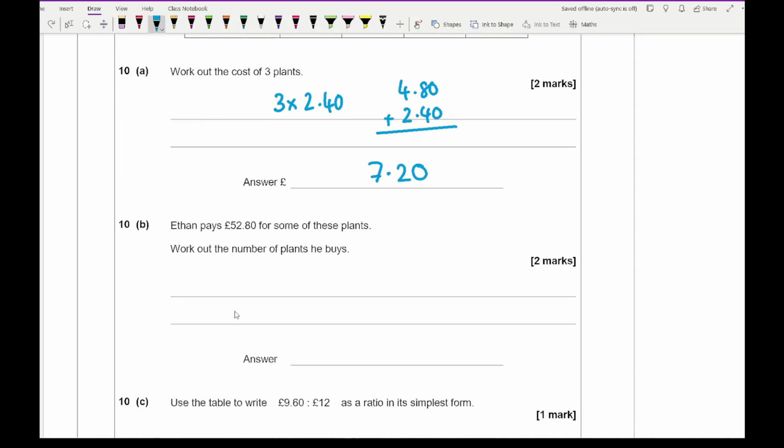Question 10b then says Ethan pays £52.80 for some of these plants. Work out the number of plants that he buys. So what we need to do here is do 52.80 divided by 2.40.